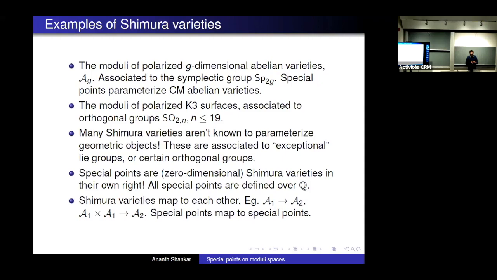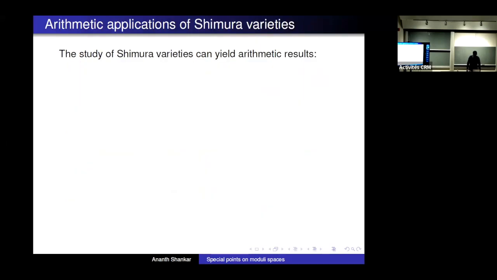So that gives you an assignment from the modular curve to the moduli space of abelian surfaces, and in fact this is a map of Shimura varieties. Similarly, given a pair of elliptic curves, you also get an abelian surface. And this is captured by the fact that there's a map from A1 cross A1 to A2. And under these maps of Shimura varieties, special points always map to special points. So Shimura varieties are interesting not just in their own right, but they can also be used to prove a bunch of arithmetic theorems.